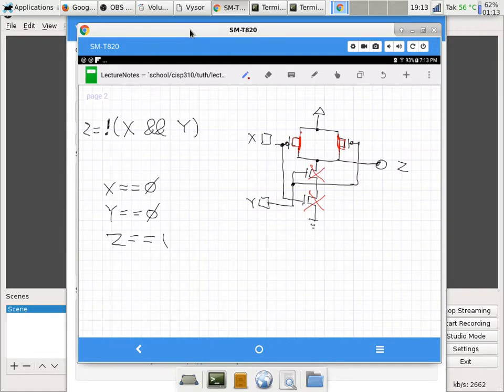Okay. So the two NAND transistors are off because they have low voltage and you need a high voltage for them to be on? Yes. Okay. Go ahead.